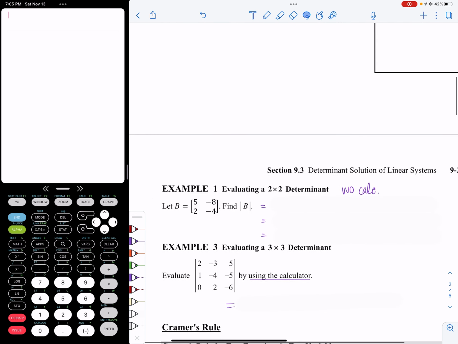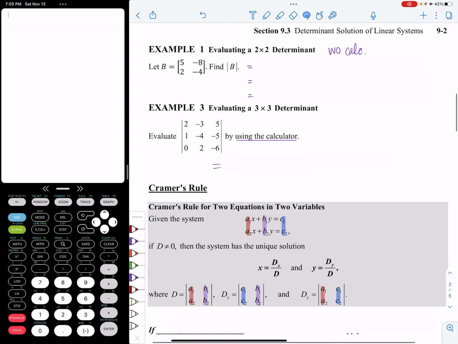All right, now that we're back, let's go ahead and find the determinant of a 2 by 2 matrix. We'll do this one by hand. So remember, we will multiply on the diagonal, and then we will subtract those two. So here is the two sets of multiplying, which is going to be negative 20 plus 16, and that will be negative 4.